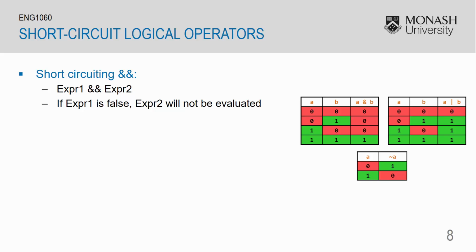With short circuiting ANDs, if we have expression 1 and expression 2, if expression 1 is false, then expression 2 will not be evaluated. It doesn't matter whether this expression is true or whether it is false. The entire result will always be false. You can see this from the truth tables.